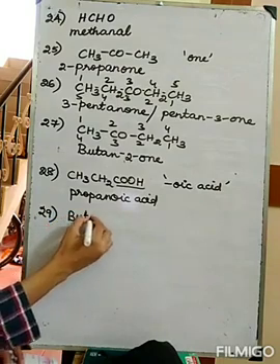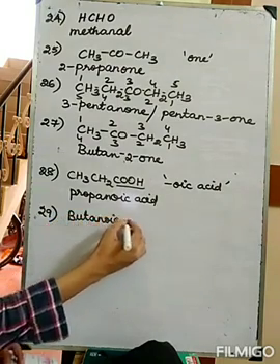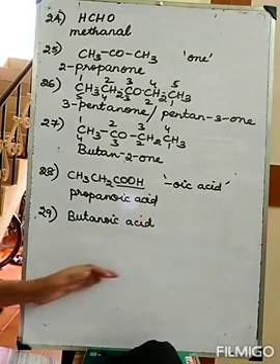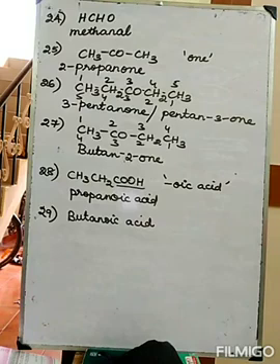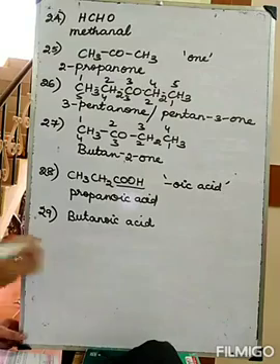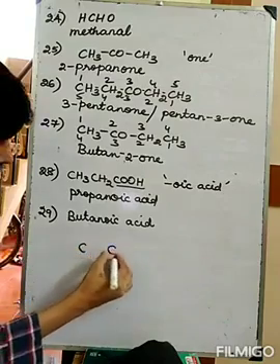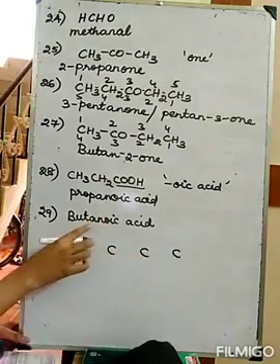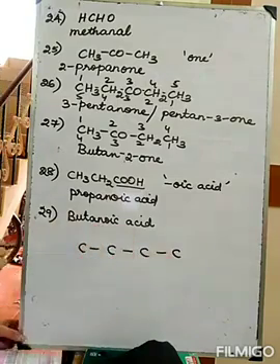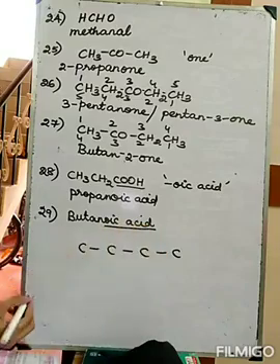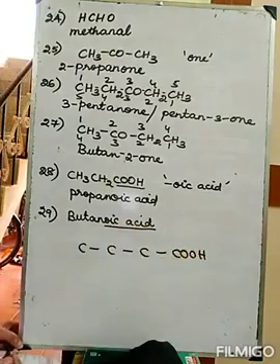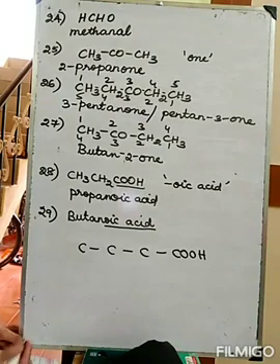Now for a change, I will give the name. Can you write the formula? Butanoic acid. If they give the name, how will you write the formula? But means how many carbons you should put? 4 carbons. 1, 2, 3, 4. Ane means you should put all single bonds. Oic acid means one carbon will become COOH. Remaining you have to fill it with hydrogen.